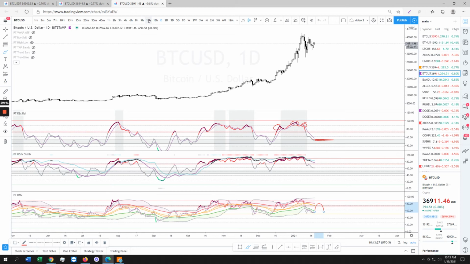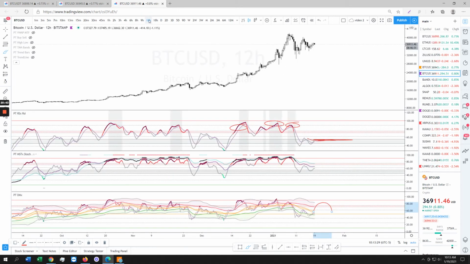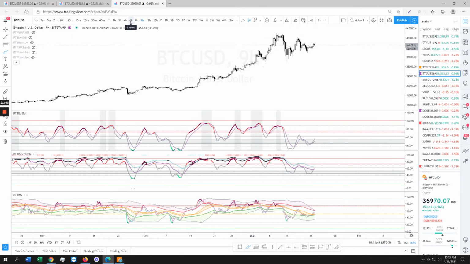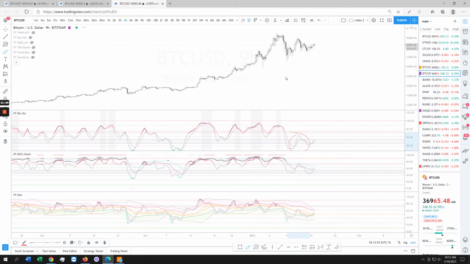12 hour. 12 hours trying to put in a head, guys. I told this to you guys in the previous video. This is a head. If this actually pans out, it's going to make a massive right shoulder. But we don't know yet. We'll see what happens. 9 hour. Again, another head. 4 hour.